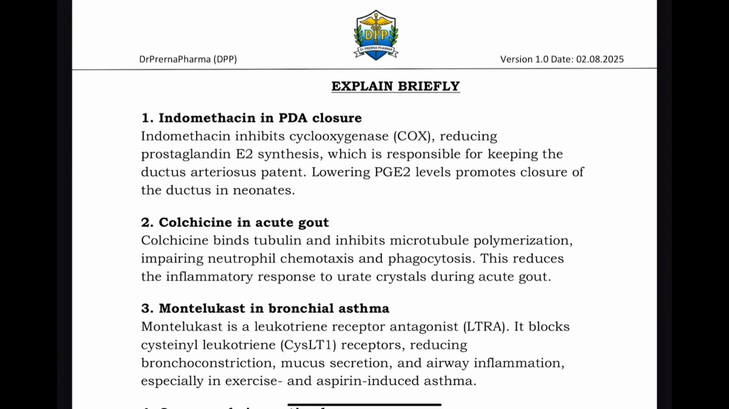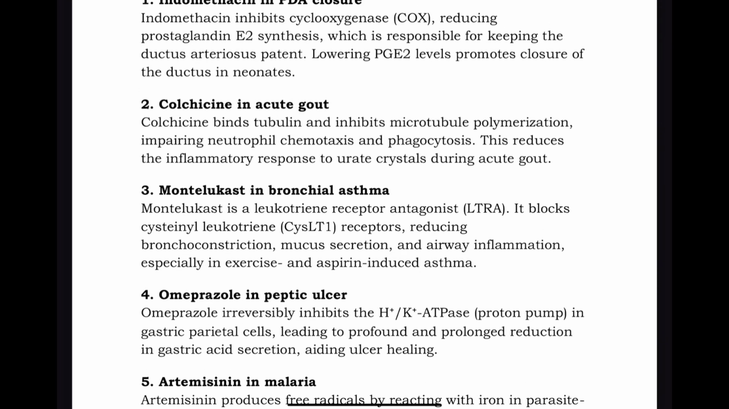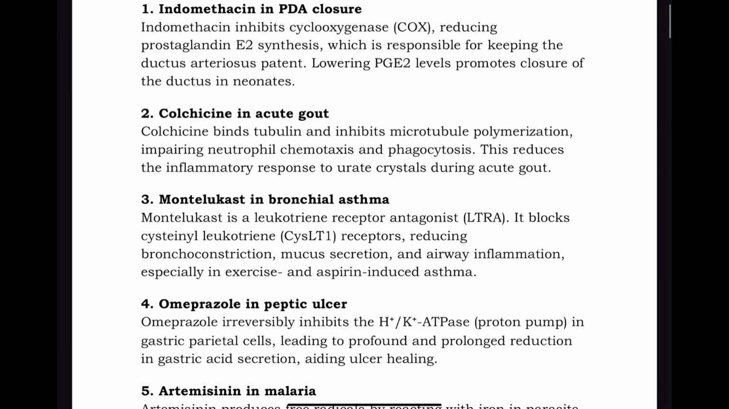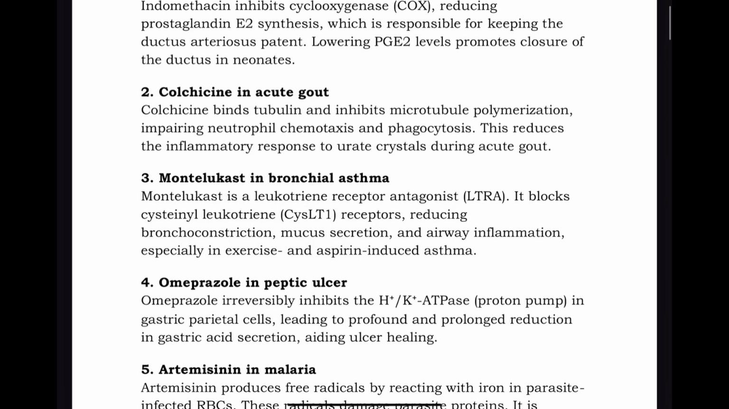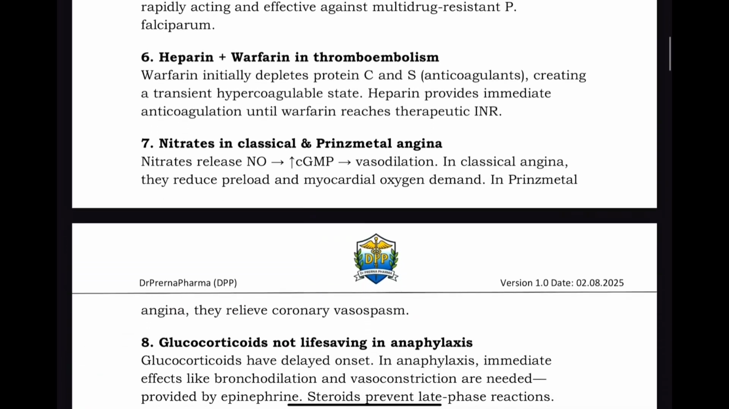Now coming to question number 5 in the theory paper, as we all know, it is explain why or explain briefly questions. These are past year questions, around 30 questions are there, and with each question I have written a small explanation. This will help you in writing your answer. Apart from that, I have done a full video in which I have given around 50 questions which are explained why. Like indomethacin, why it is used in pediatric closure, colchicine in gout, montelukast in asthma, omeprazole in peptic ulcer, artemisinin in malaria.